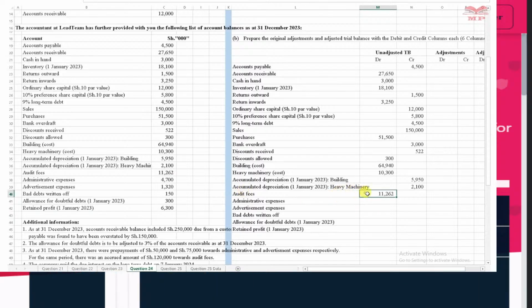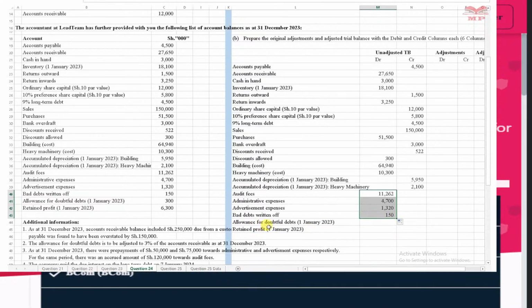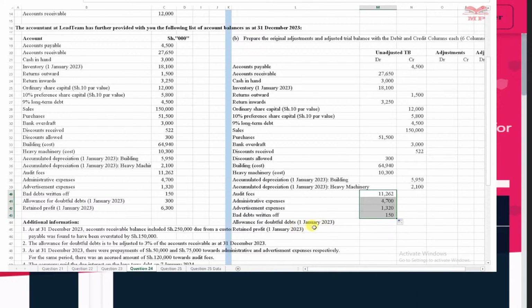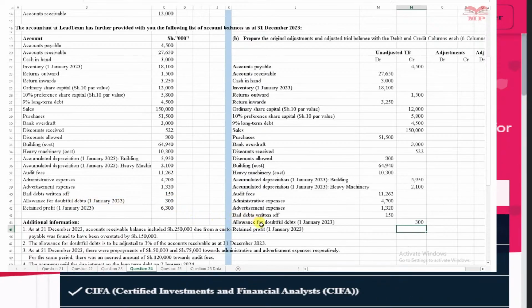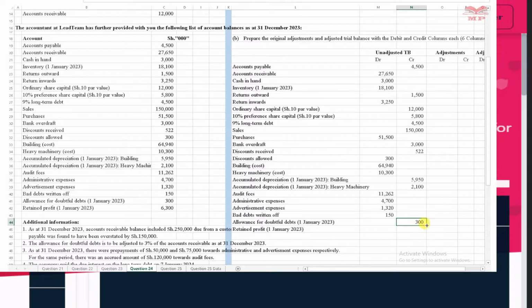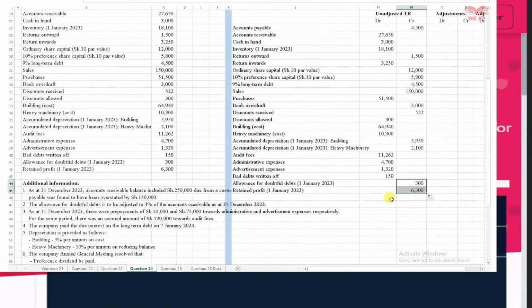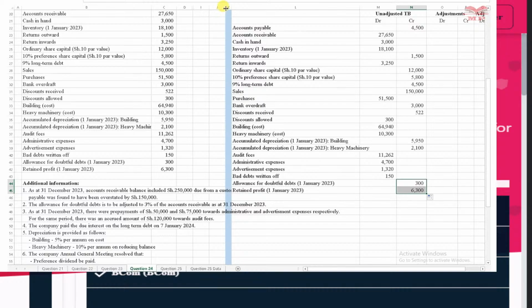And then administrative expenses, including the write-off, are obviously a debit. Allowances for doubtful debts is usually a credit balance. So we put allowances of 300 right there. And then retained profit has credit balances. So we put it like that. And then we analyze and see, is there anything else? No, that's it. So if I've made an error somewhere here, then it will actually be seen.